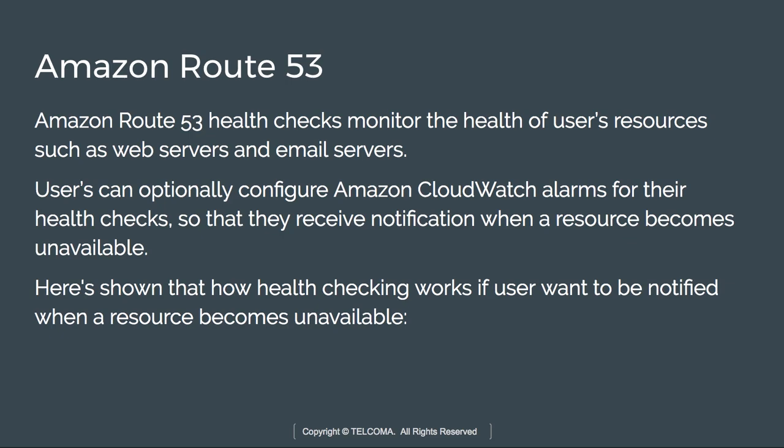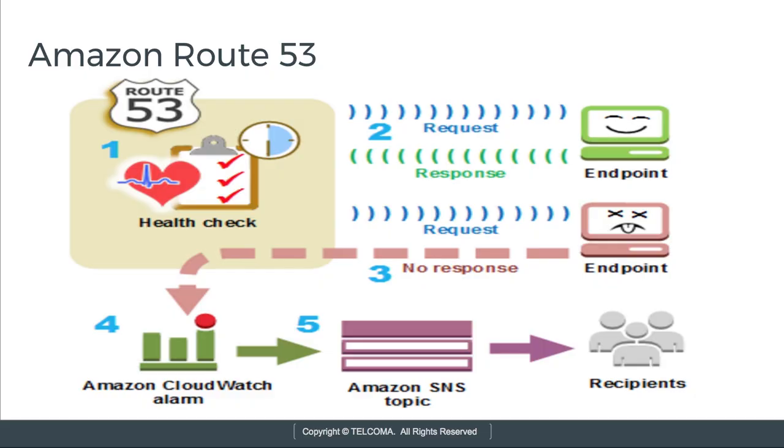Today in this class we are going to discuss health checks in Amazon Route 53. Amazon Route 53 health checks monitor the health of the user's resources such as web servers and email servers. Users can optionally configure CloudWatch alarms for their health checks so that they can receive notifications. So how does it work? Let's understand.